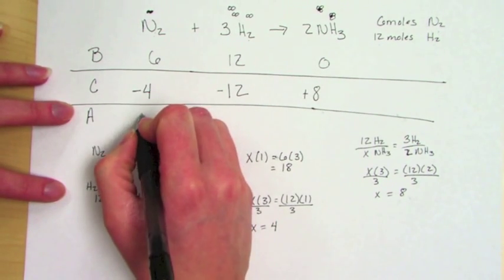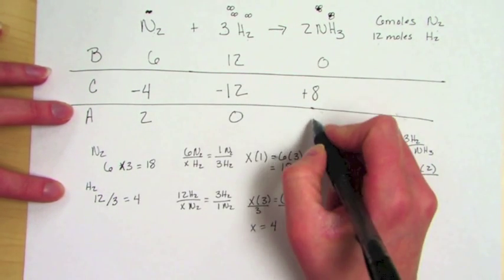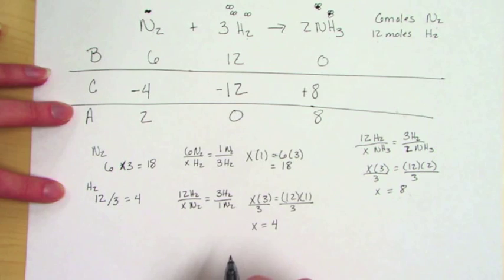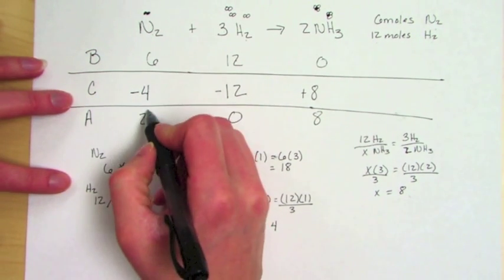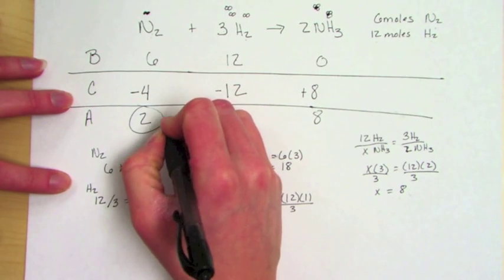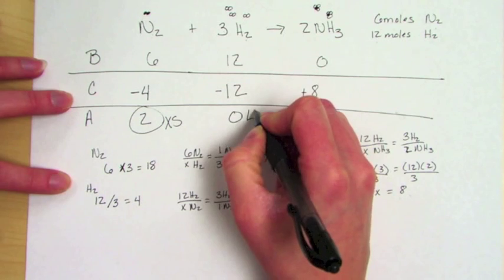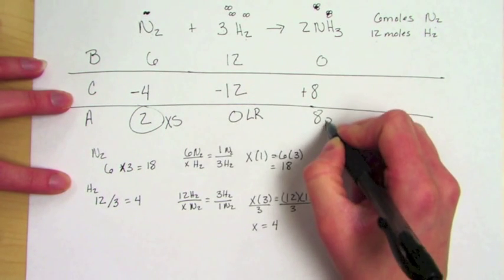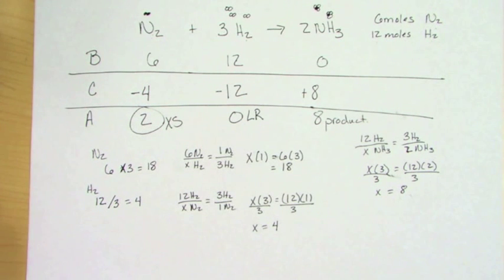So afterwards, we have 2 of the nitrogen left, 0 of the hydrogen left, and we have made 8 moles of our product. So our excess is nitrogen, and our hydrogen is our limiting reactant, and this is our product. From here, we can do lots of information.